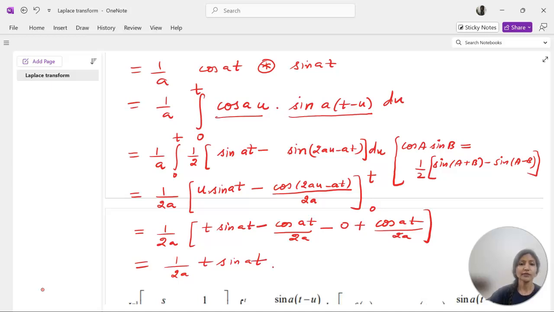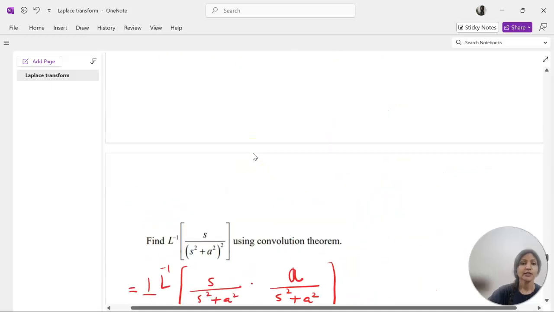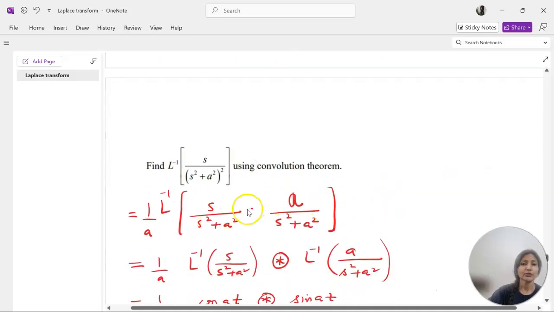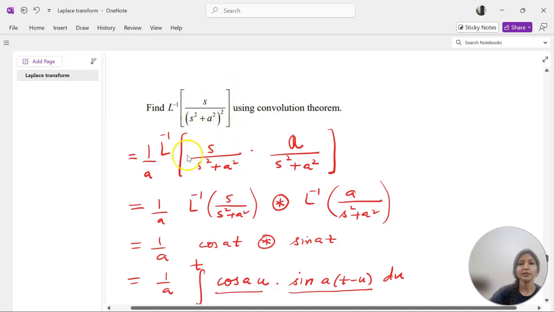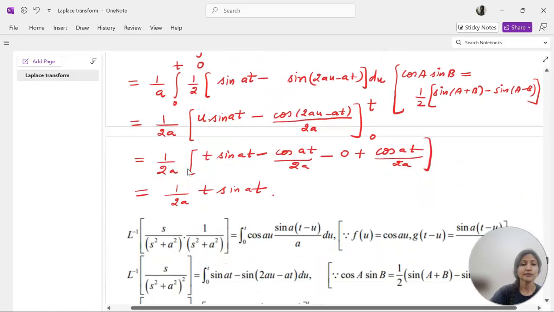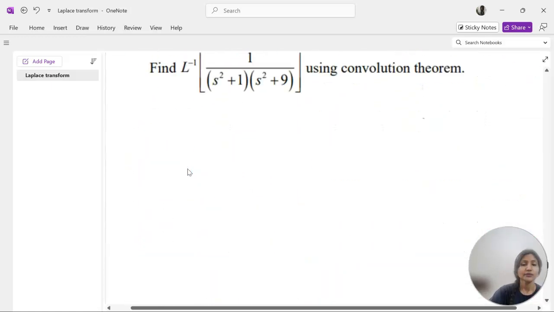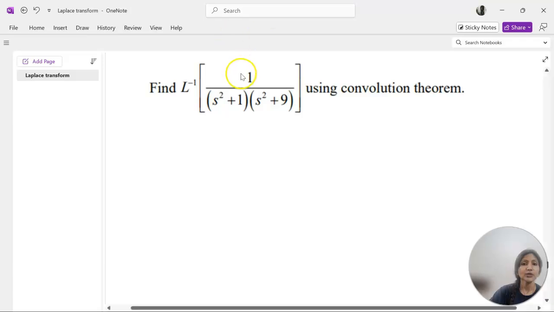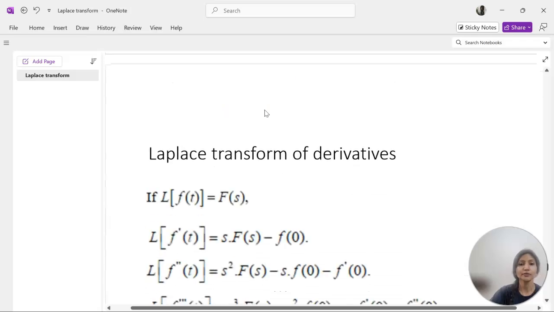So by convolution we have calculated the Laplace inverse of this product of these two. You can solve it by other methods also. We can solve it by partial fractions as well, and there may be other ways possible to calculate the Laplace inverse of this function. Similarly, you can see 1 over s square plus 1 and 1 over s square plus 9, two different functions. We can solve it by using the convolution theorem.